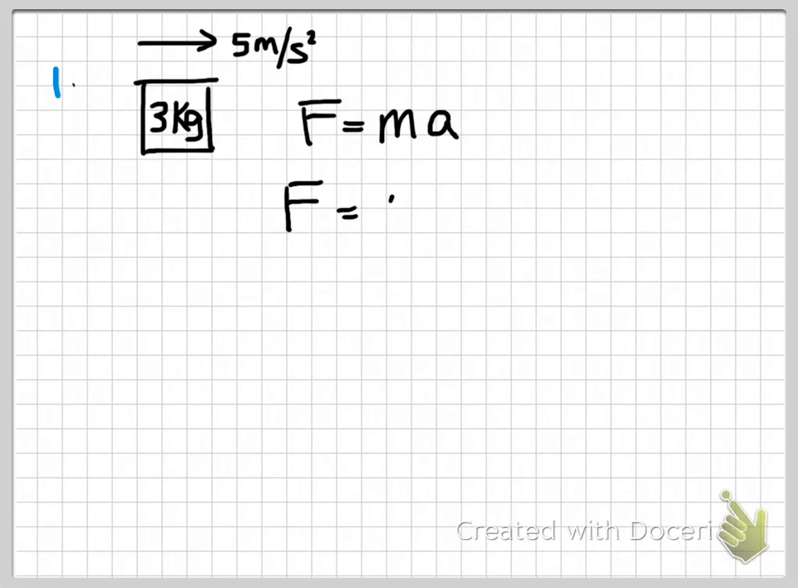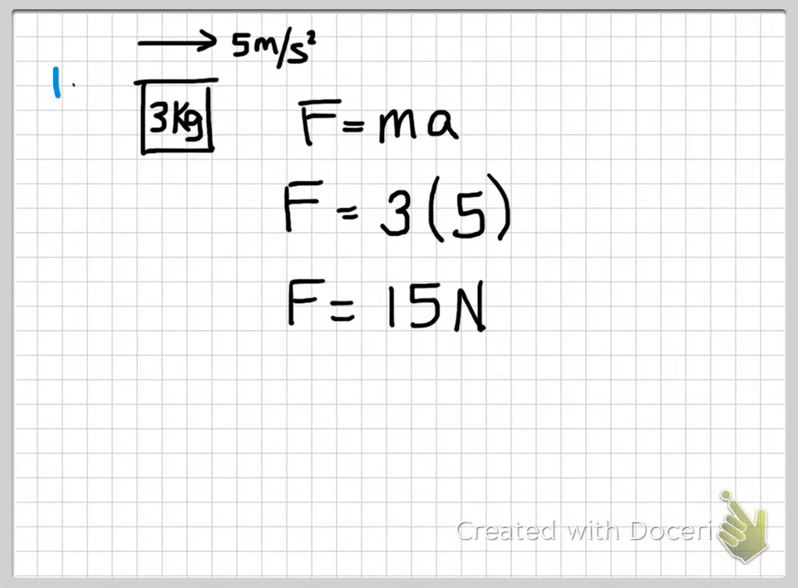So we can use the formula force equals mass times acceleration. The mass of the object is 3 kilograms, while the acceleration rate is 5 meters per second squared. When you multiply those together, you get 15 newtons.